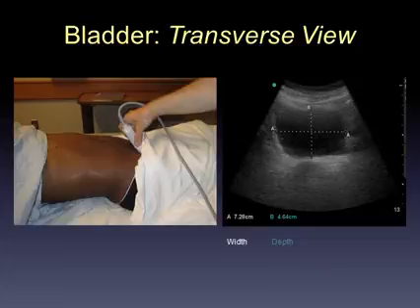So I like to begin by measuring the bladder in the transverse view simply because it is often a bit easier to find the characteristic square shape of the bladder in that view. Please note on the left the angle of that probe. The bladder being quite pelvic, you have to get a steep angle sometimes to visualize it. We can see the width and the depth there, 7.28 centimeters by 4.64.